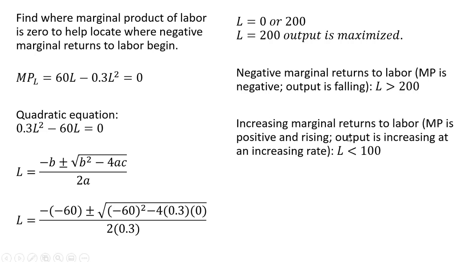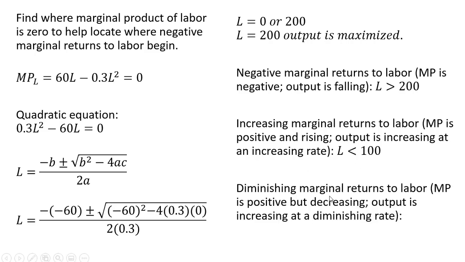So in summary, increasing marginal returns to labor, where marginal product is positive and rising, or where total output is increasing at an increasing rate, occurs where L is less than 100. Diminishing marginal returns to labor, where marginal product is positive but decreasing, in this case output is increasing at a diminishing rate, will occur for the values of L between 100 and 200.